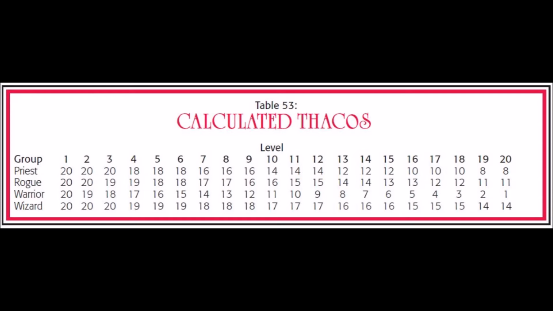To determine what a character's THAC0 is, consult Table 53 from the revised 2nd edition Player's Handbook. As you can see, each class group improves their THAC0 at a different rate, warriors being the fastest and wizards being the slowest. Use this table to find the character's class and level. This gives you their unmodified THAC0.